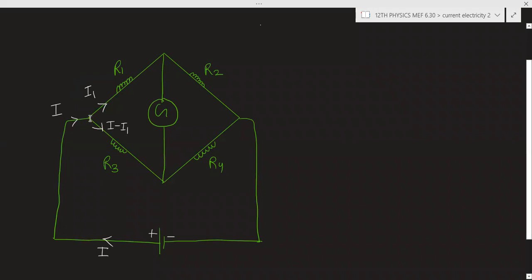If I is coming like this and this I is dividing into two branches, then I am supposing that I1 is going in this branch. So the remaining current will be I minus I1 and that is going in this branch. Now throughout this wire the current will be I1, and throughout this wire the current will be I minus I1.